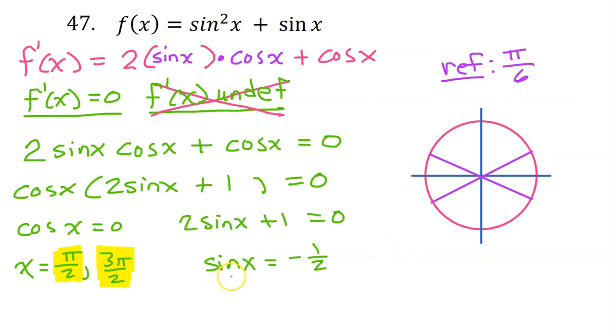So we want sine x to equal negative 1/2. What are the 2 quadrants where sine is negative? Well, sine is a y value, so it's going to be negative in these 2 quadrants. So let's focus on that. So these 2 angles are the solutions. This angle in the 3rd quadrant is 7 pi over 6. And this angle in the 4th quadrant is 11 pi over 6. So we have 4 critical numbers to put on the number line to form the sign chart.